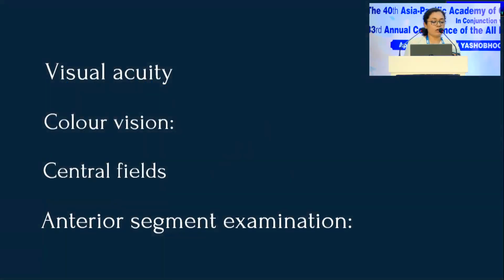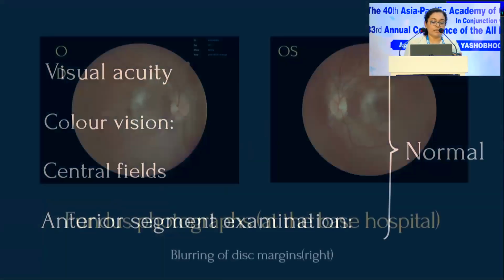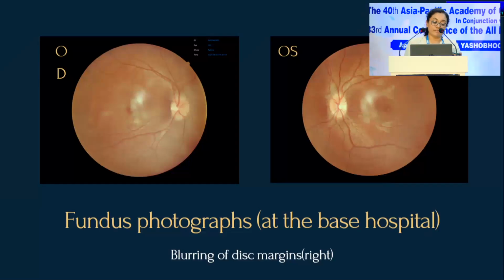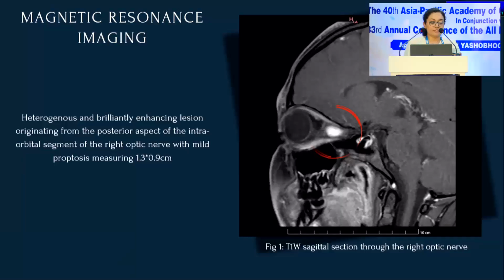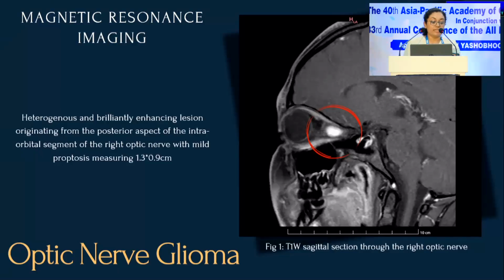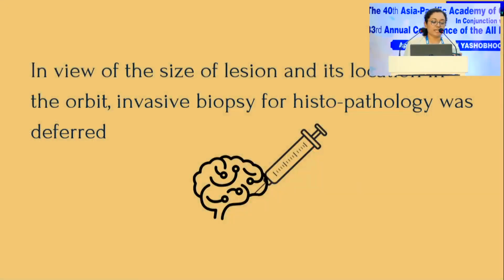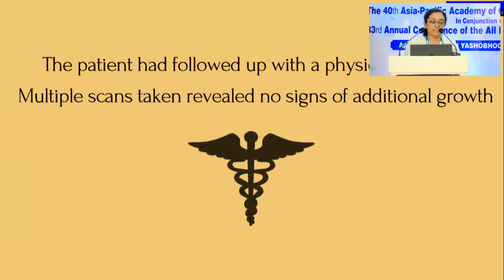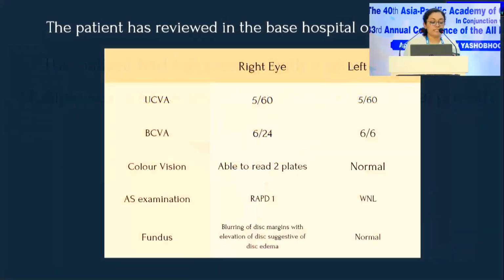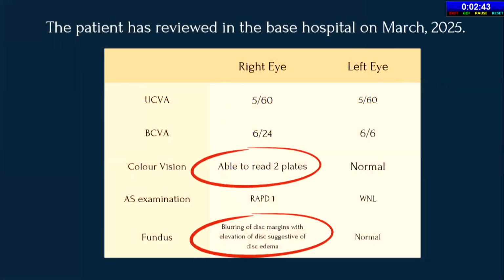At the base hospital, all routine investigations proved to be normal, and the fundus findings from the vision center were confirmed here. An MRI of the brain and orbits was conducted, revealing a heterogeneous, brilliantly enhancing lesion from the posterior segment of the right optic nerve, which was suggestive of an optic nerve glioma. Given the small size of the lesion, the oncologist recommended regular follow-up, and a biopsy if there was any progression in the future. Whole body scans taken months later proved uneventful. Her recent visit a few months prior revealed a decrement in vision by 1 line, but the patient was otherwise asymptomatic.